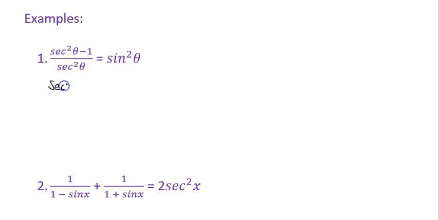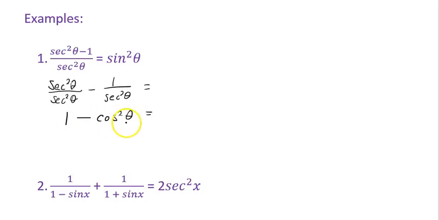So I can look at this as secant squared theta over secant squared theta minus 1 over secant squared theta. It's like undoing what you normally do when you get a common denominator. You normally get a common denominator and then put the things together. Well, here I'm just backing that apart. So here, secant squared over secant squared is 1. 1 over secant squared I can turn into cosine squared.